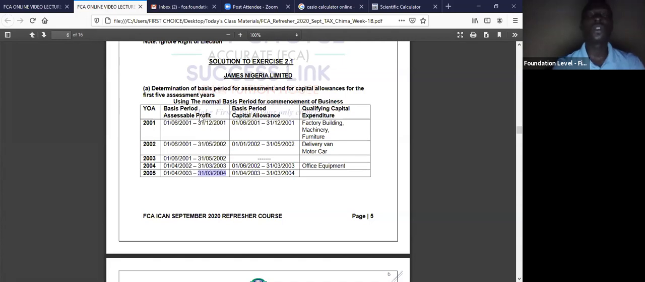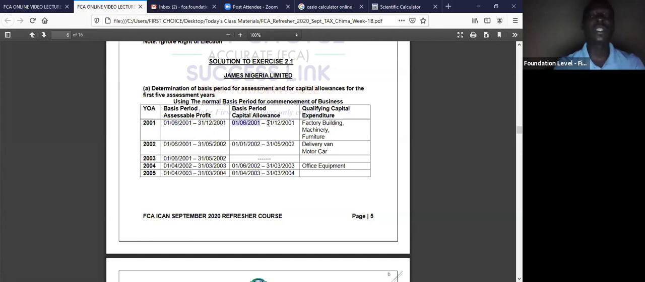Now that you've done your basis period for profit, this is what you should have been familiar with by now. By now, you should have been playing with it for commencement rule. You know it, first 3 years, then the fourth and the fifth year, you know them. Let us see that of capital allowance. I said before that capital allowance will match that of profit. So if we look at the first year, look at the date it begins, the assessable profit, that is when the capital allowance should begin.